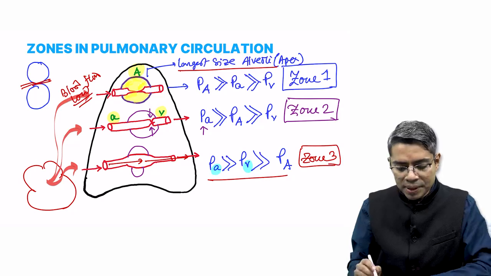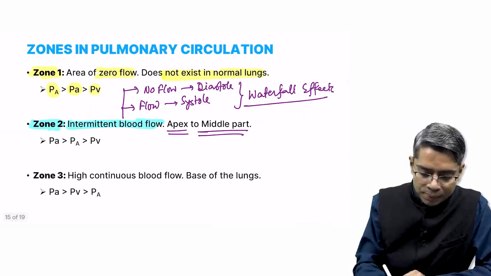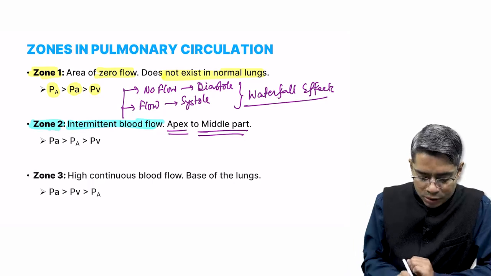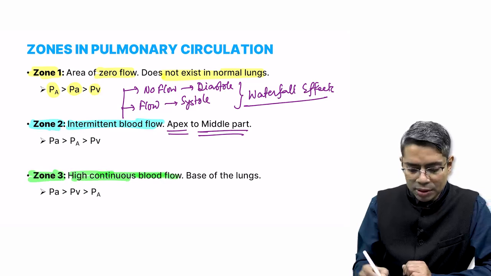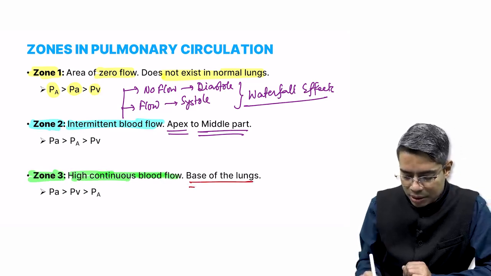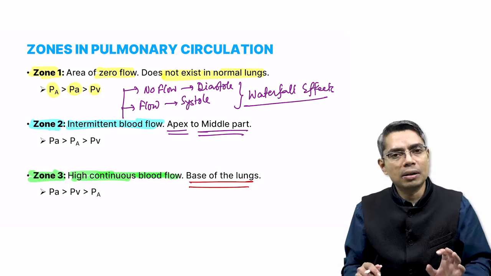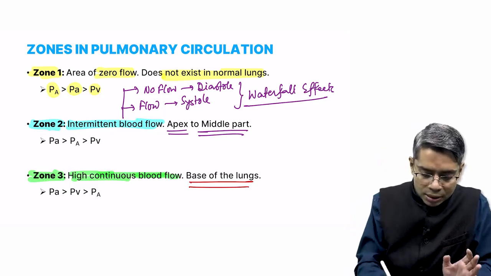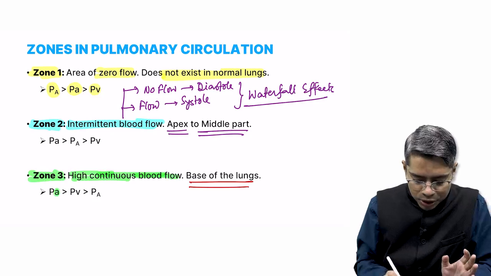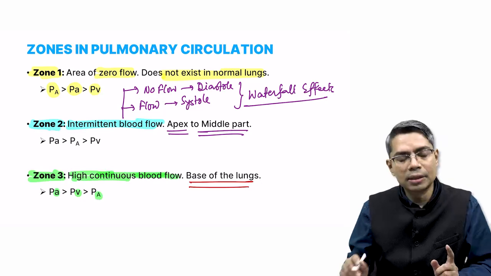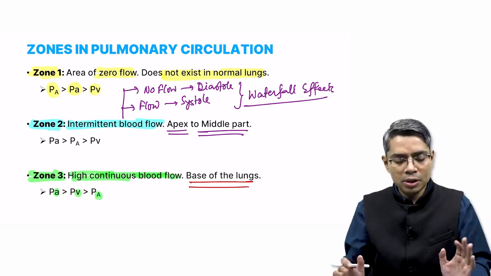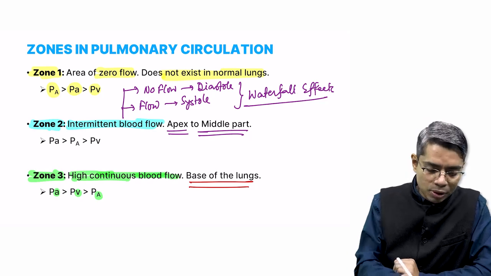So, what is zone 3? You have to remember that in zone 3 the blood flow is always continuous, high blood flow. In a normal lung, this is typically seen at the basal part of the lung, right? Here the pulmonary arterial blood pressure is greater than pulmonary venous pressure, which is greater than alveolar pressure. So, these 3 zones you have to remember.